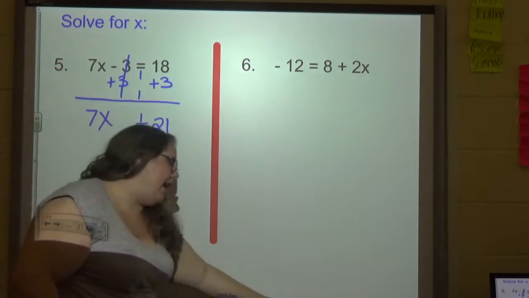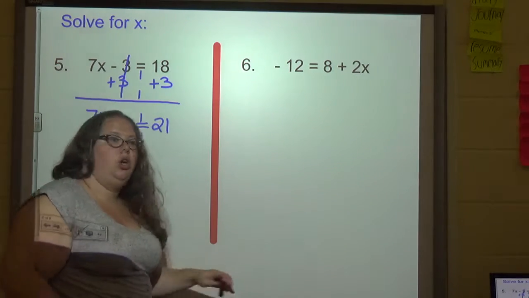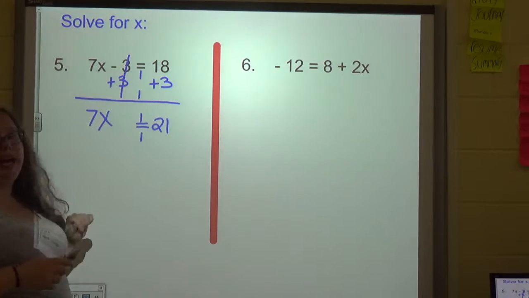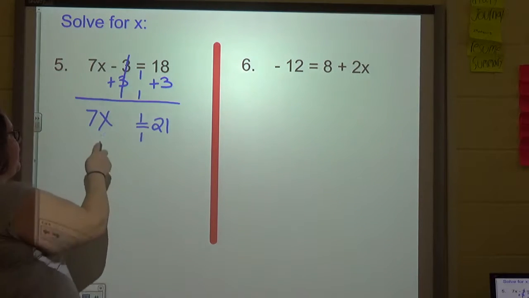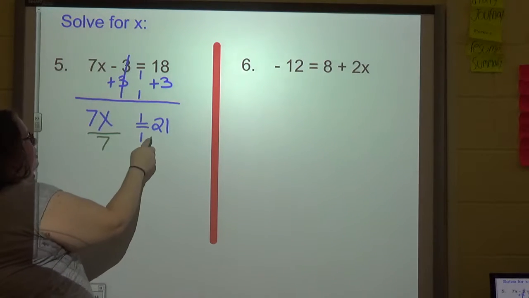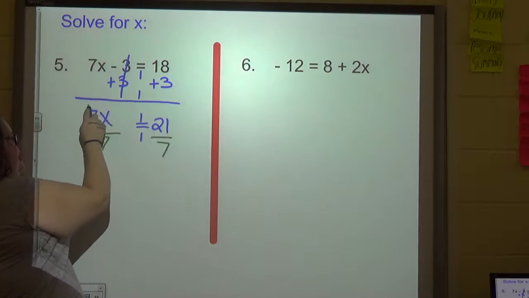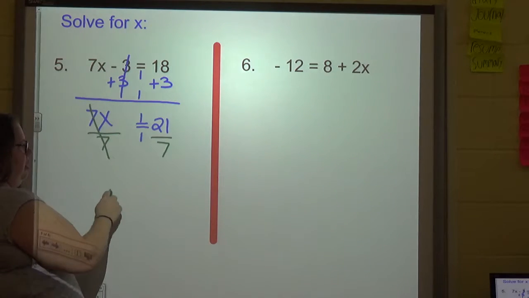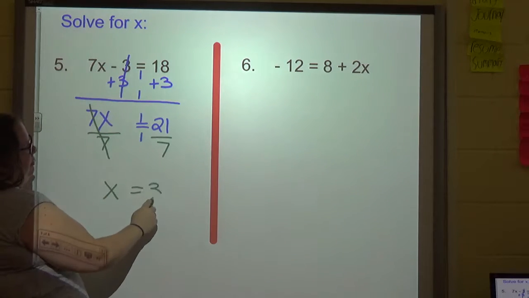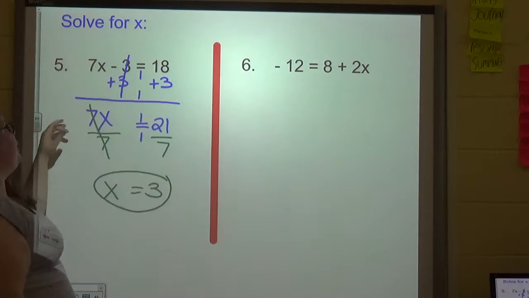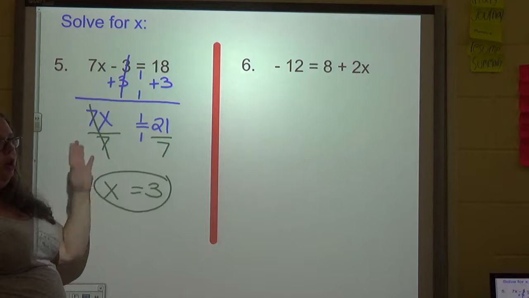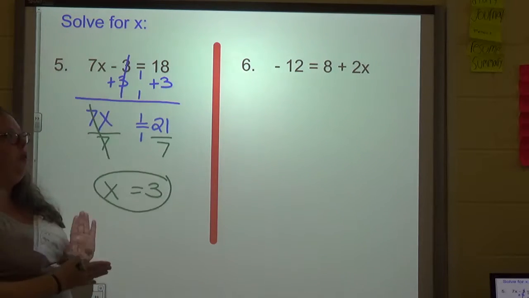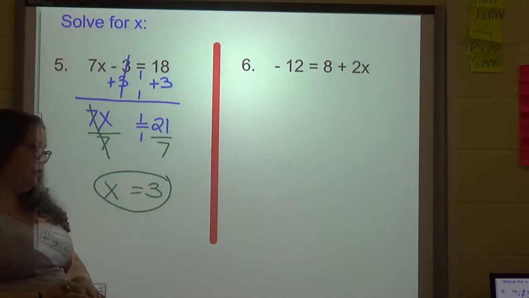Now I have 7x equals 21. What's happening between 7 and x? They're multiplying. The inverse of multiplying is dividing. Divide by 7. 7 divided by 7 cancels to 1, and x equals 3. If we tried divide first, we would get craziness, decimals. We don't want that to happen. So always add and subtract first.